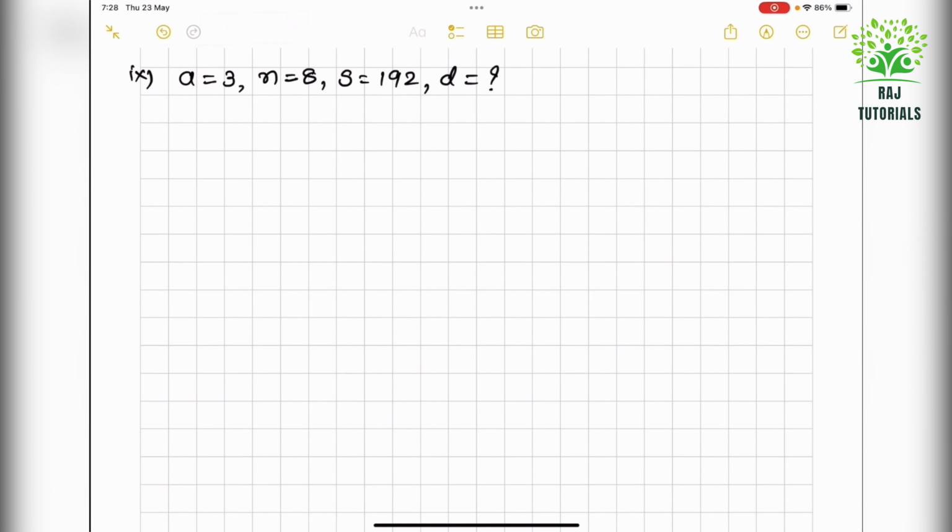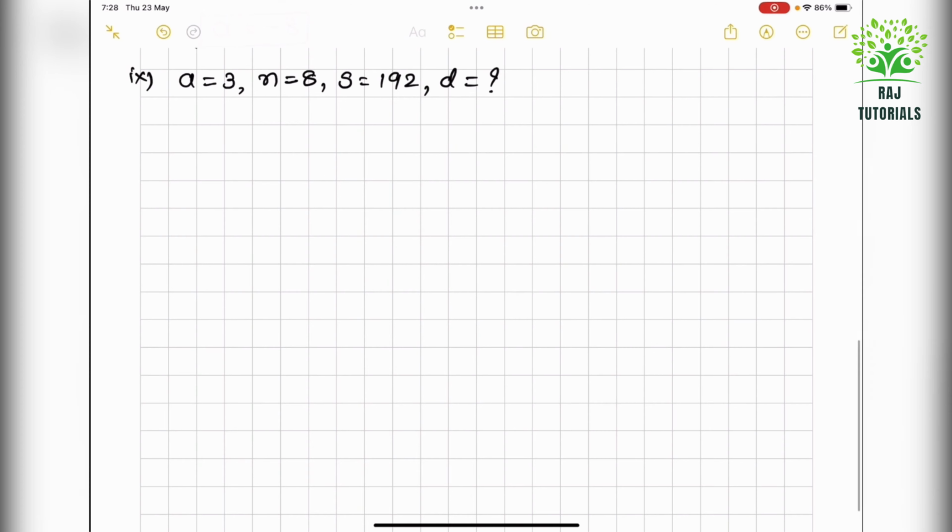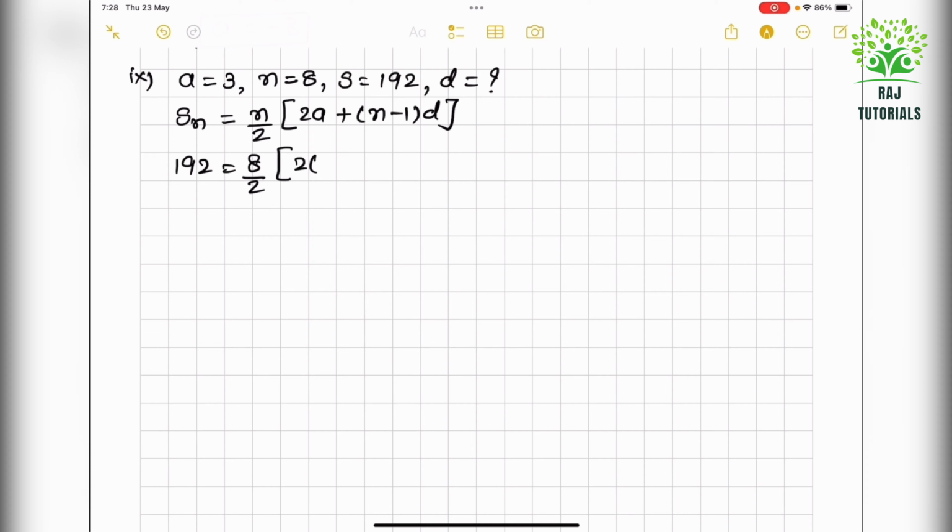So here a is 3, n is 8 and S is 192. d we have to find. So Sn equal to n by 2 into 2a plus n minus 1 d. So S8 means 192 equal to 8 by 2 into 2 into 3 plus 8 minus 1, which will be 7, into d.